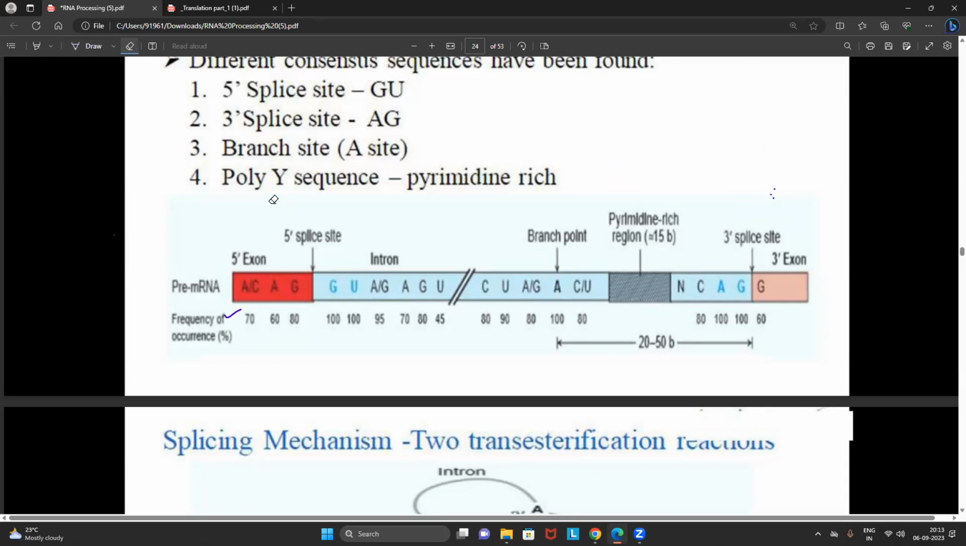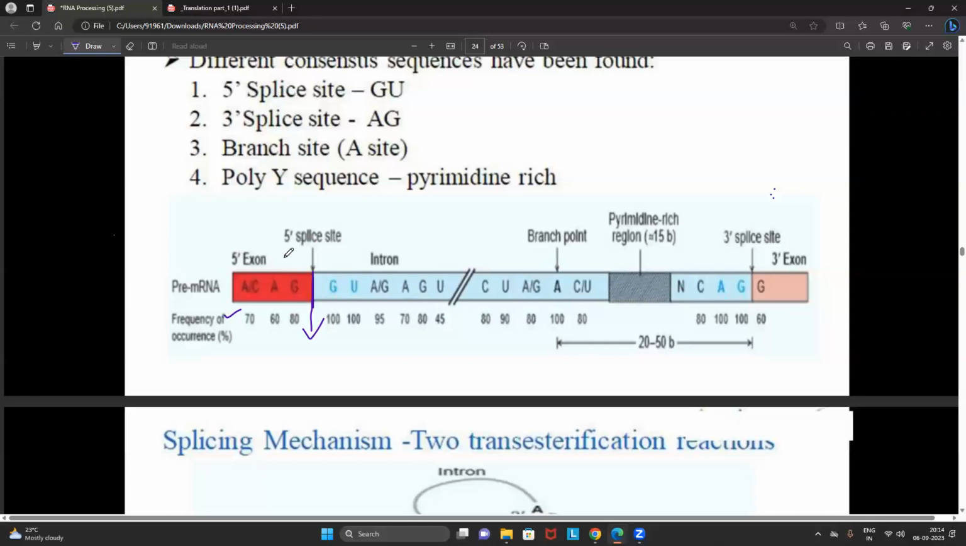Where do we cut the intron? That's the question. We never cut the exon, okay? We never cut the exon. We always cut the intron. Where exactly do we cut the intron? Every student listen. Every one of you pay attention. We cut the intron exactly at the 5' splice site.